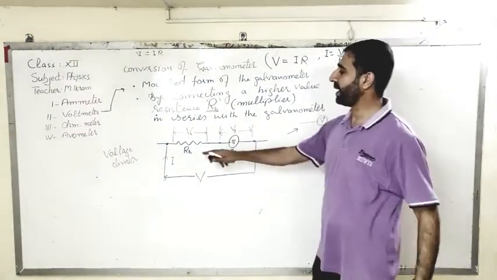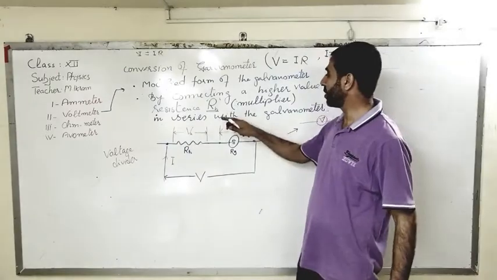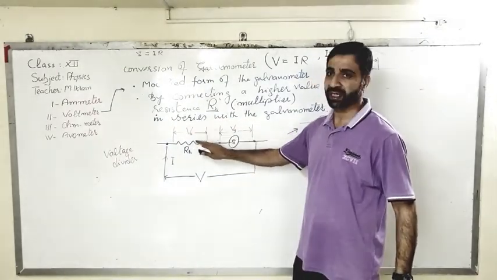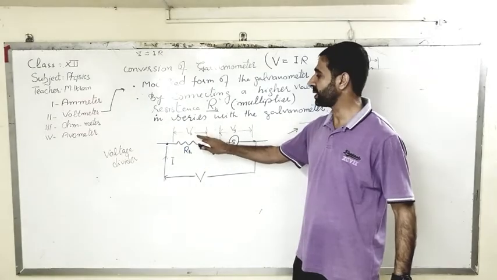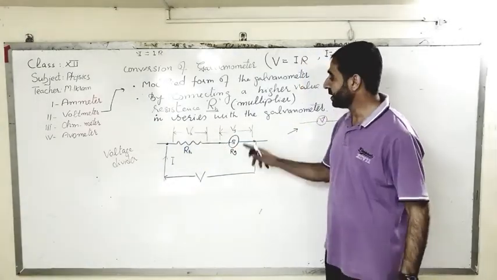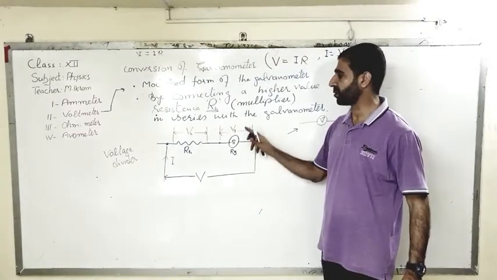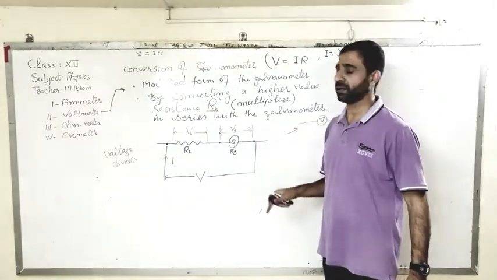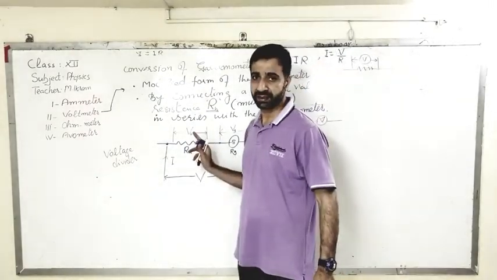So for a large RH, you have a large VH drop. The greater the resistance, the greater will be the drop in the potential difference. The IR drop will be large. Here you have the smaller resistance, so the potential difference is smaller. So again the same thing. It will not hurt the galvanometer in those circumstances.